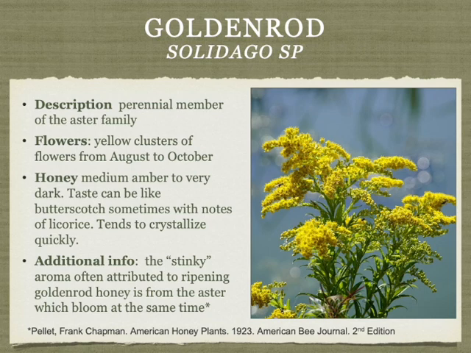A lot of beekeepers say that when this honey is ripening, it has a stinky aroma, but as we already covered in the Aster honey, the aroma probably is coming from the Aster nectar that's being harvested and brought into the hives at the same time. But many beekeepers are strongly convinced that it's the goldenrod honey that's causing this smell, so good luck trying to convince them otherwise.